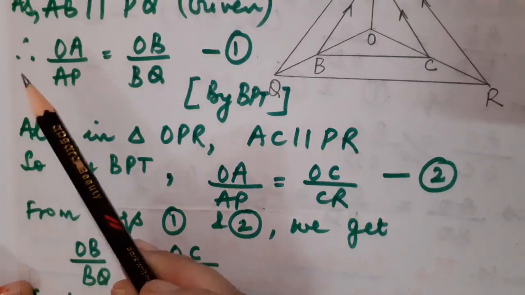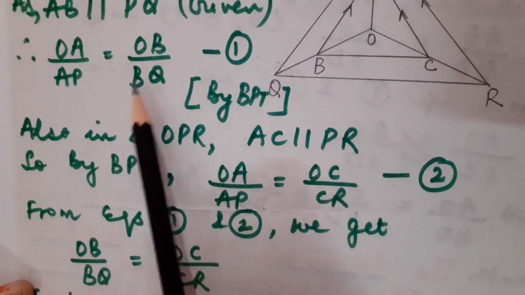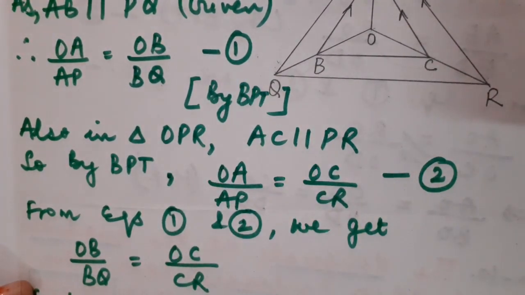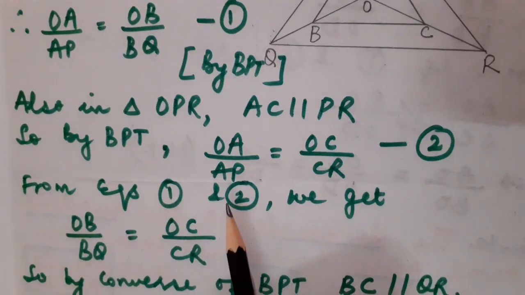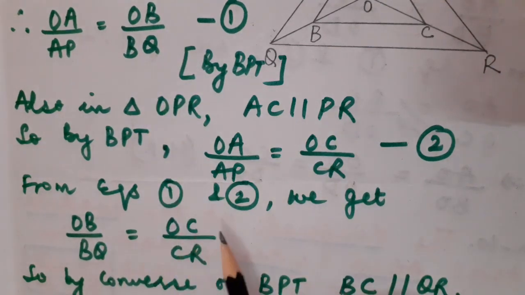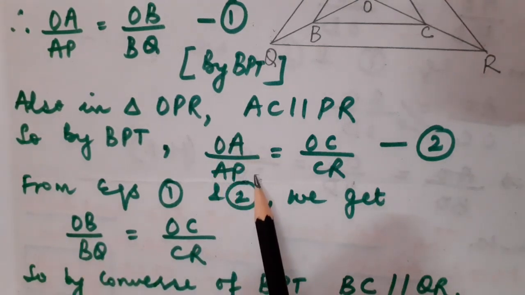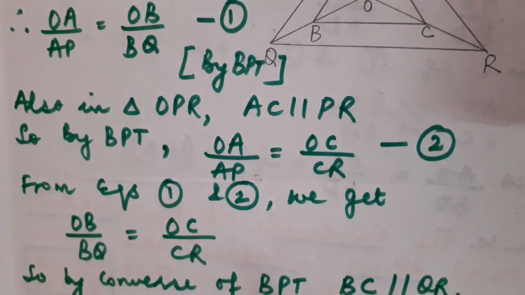Now what was equation number 1? That is OA upon AP is equal to OB upon BQ. That was equation number 1. So children, you can notice one thing. From equation number 1 and from equation number 2, we get that OB upon BQ is equal to OC upon CR. What is the reason? Why? Because both of these expressions are equal to OA upon AP in equation number 2 as well as in equation number 1. Got it children?